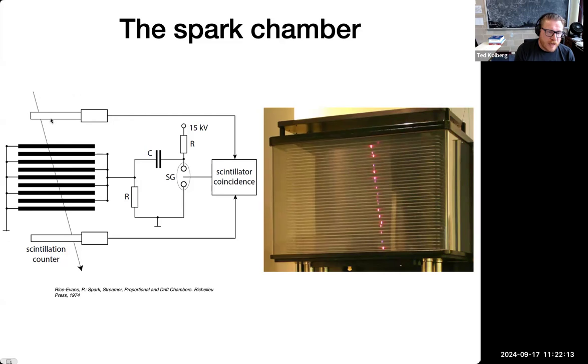So the idea is you can put scintillator paddles on the top and bottom. So this would be a flat sheet of plastic scintillator of large area, of the same area as the cross-sectional area of these plates.